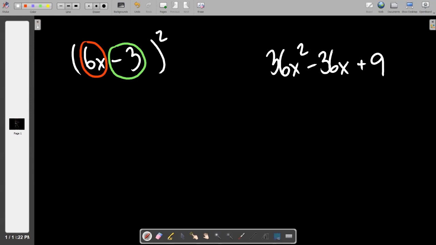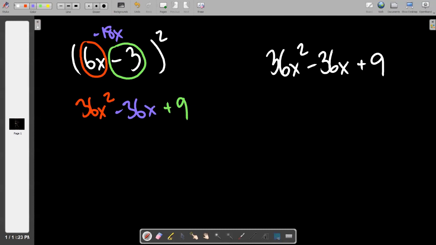Great job. If you got that, excellent job. The red thing when you square it is the 36 and then the x squared. The green thing when you square it is just negative 3 squared, and that's the positive 9. Don't ever miss those. Remember, positive, positive. And in the middle, you just multiply them together and double. When I multiplied red and green, I got negative 18x, and when I doubled that, I got negative 36x.